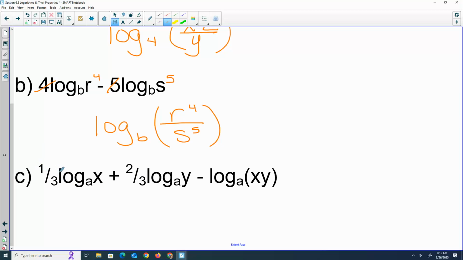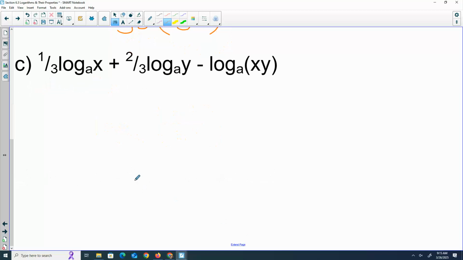So, any coefficients would turn into exponents. So we have log base a. My 1/3 would be on my x, so that's x to the 1/3. You could write it as a cube root as well. This would be y to the 2/3, or you could write it as the cube root of y squared. Either one is fine. This one's subtracted, so we would divide by the xy.